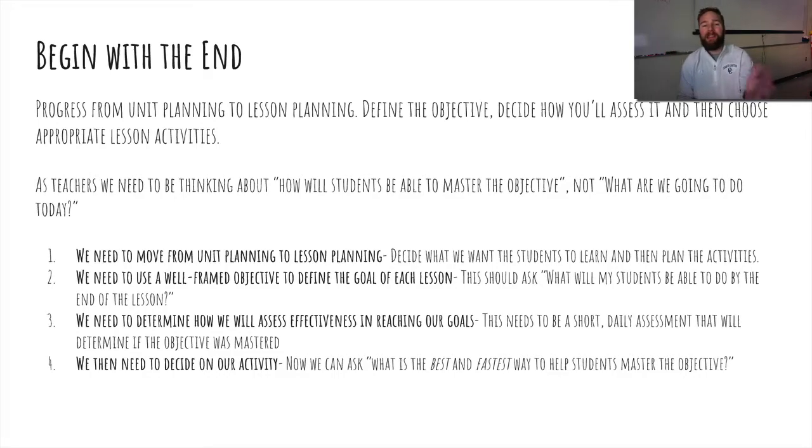Progress from unit planning to lesson planning. Define the objective, decide how you'll assess it, and then choose appropriate lesson activities. As teachers, we need to be thinking about how students will be able to master the objective, not what we are going to do today. In essence, we're not planning activities for the sake of planning activities. We're starting at the back end, right? It's reverse planning. It is backwards design. So we need to move from unit planning to lesson planning.